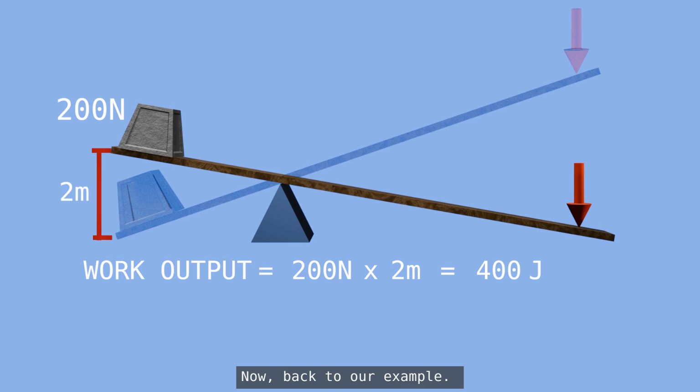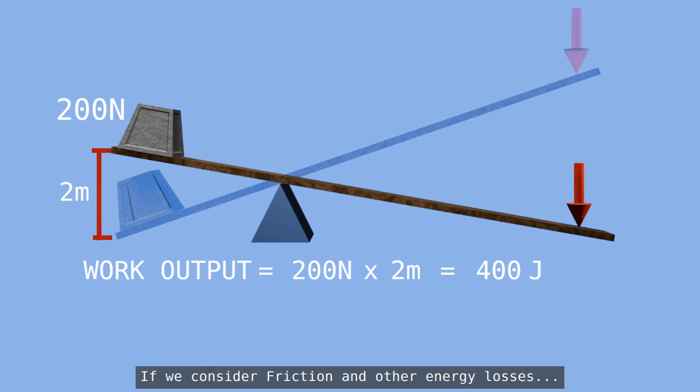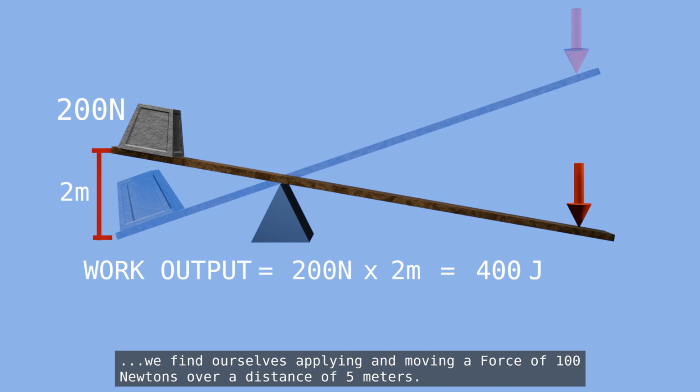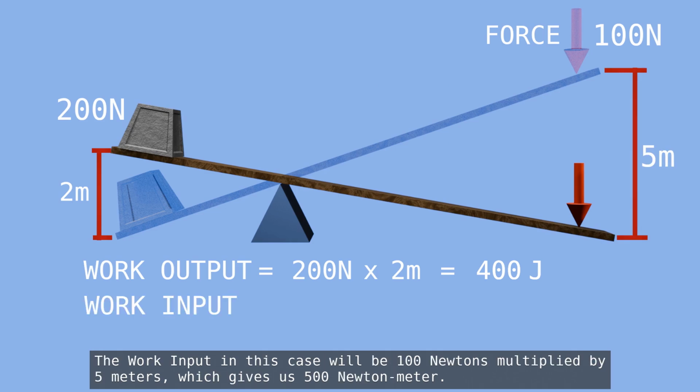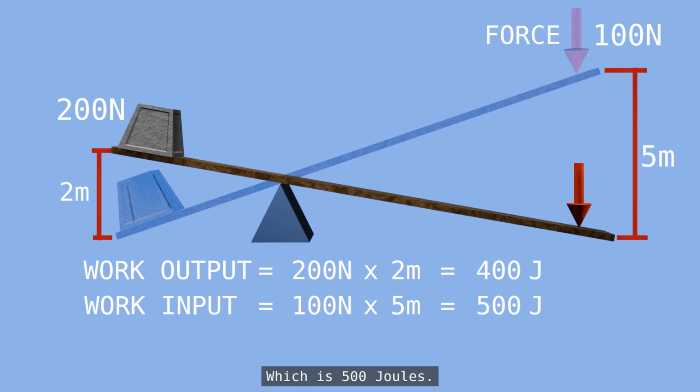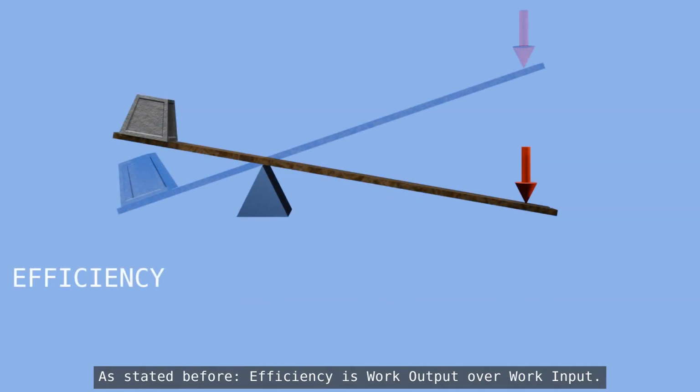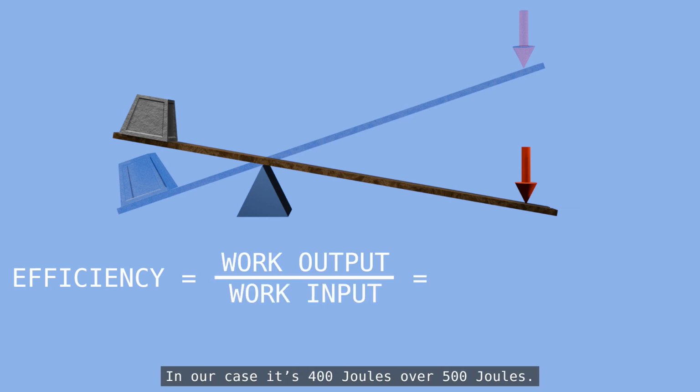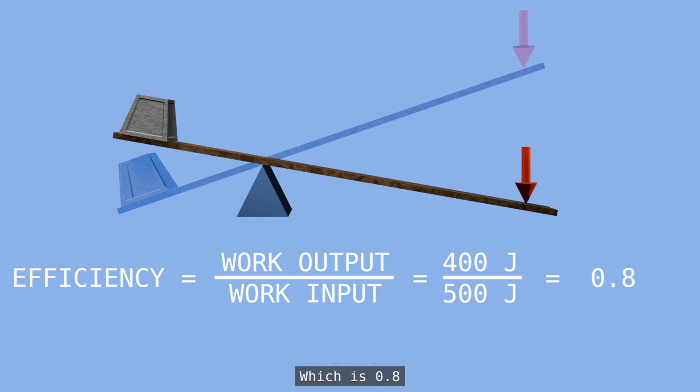Now, back to our example. If we consider friction and other energy losses, we find ourselves applying and moving a force of 100 newtons over a distance of 5 meters. The work input in this case will be 100 newtons multiplied by 5 meters, which gives us 500 Newton meters, which is 500 joules. As stated before, efficiency is work output over work input. In our case, it's 400 joules over 500 joules, which is 0.8.